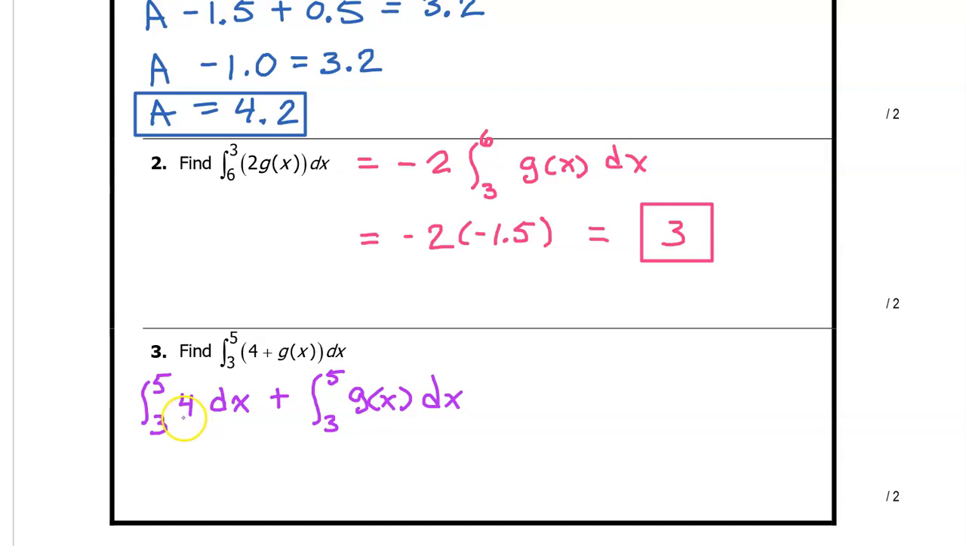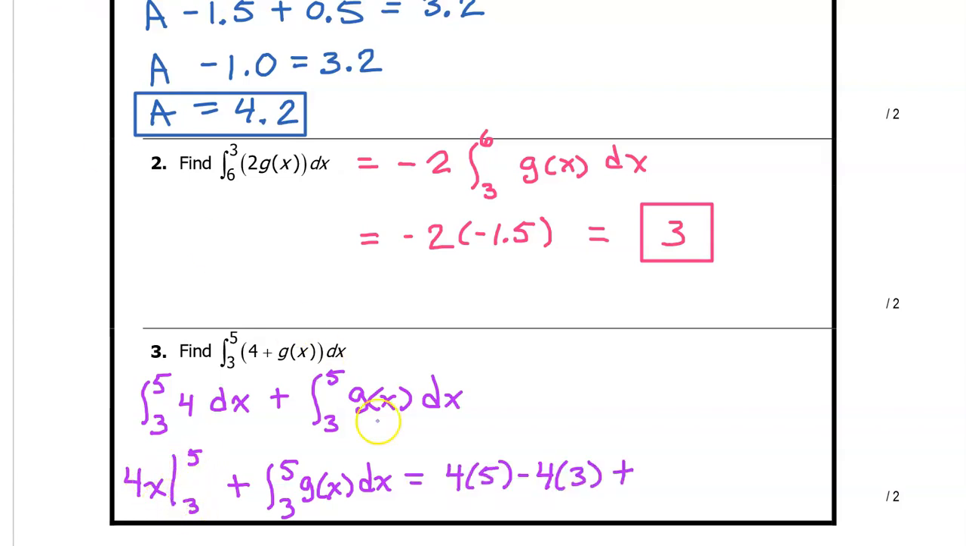The way to evaluate the integral of 4 is to first take the antiderivative, which would be 4x, and then apply the limits of integration from 3 to 5. So now we have this, but next we find the value at 5 minus the value at 3. So here's the value at 5 minus the value at 3.